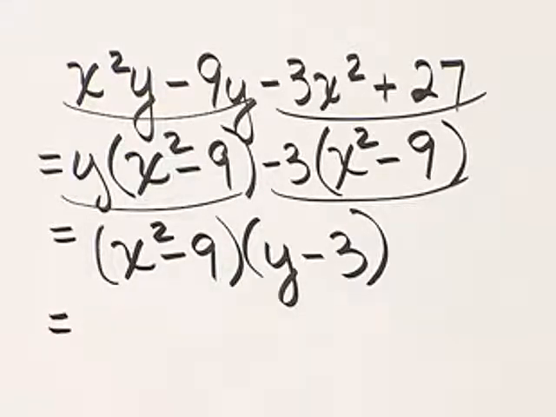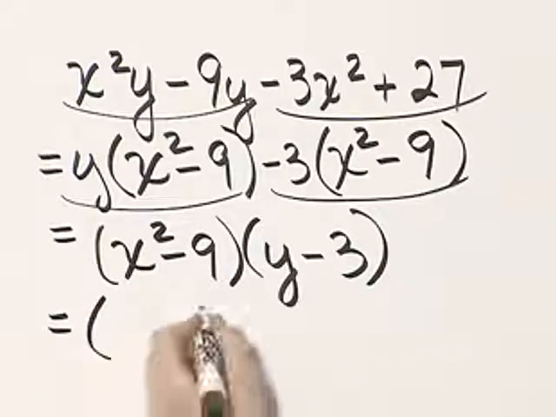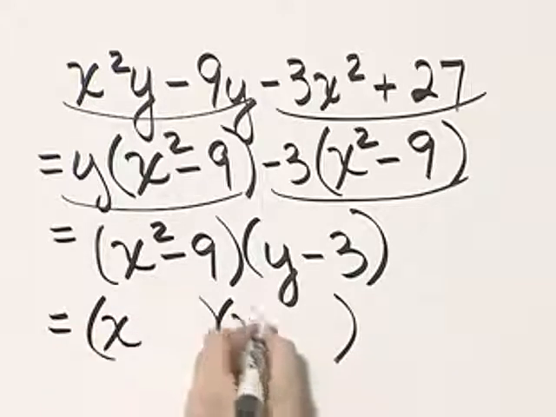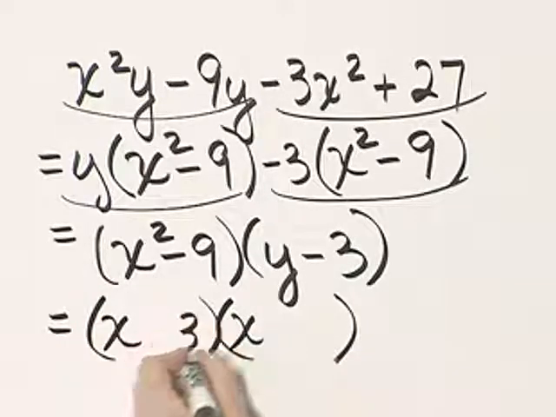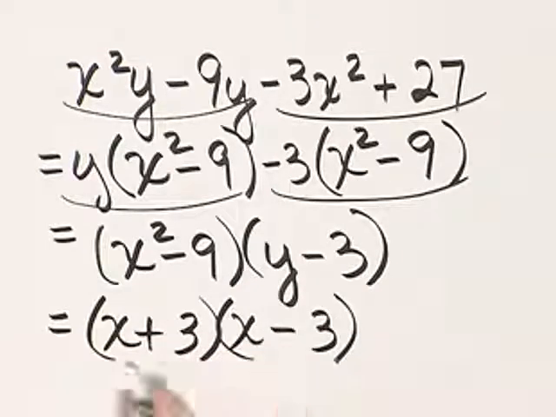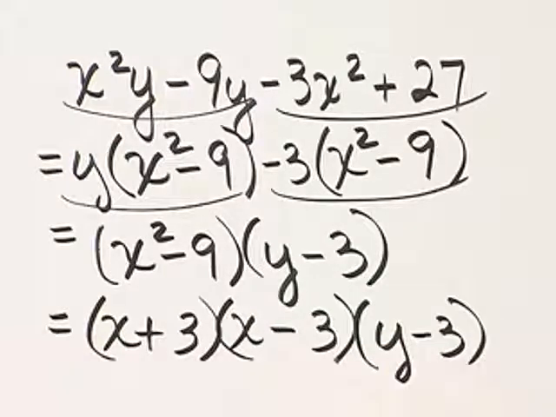Notice this first term happens to be the difference of two squares, and we can certainly factor that. So it's x times x for x squared, 3 times 3 for 9, and a plus and a minus. Now I factored x squared minus 9, and then remember I have y minus 3 still. So I've completely factored the original four-term polynomial.